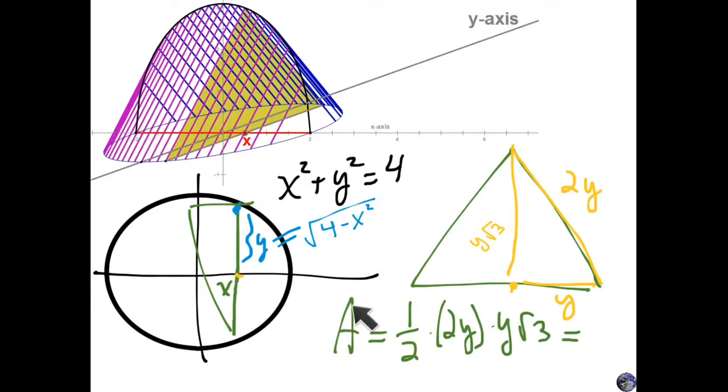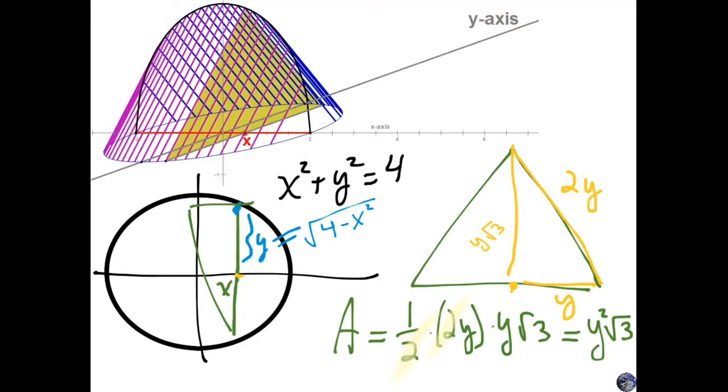So coming over here to get the area, it's 1/2 the base. Remember, the base is all of this, so it's 2y, times the height, which we just figured out is y root 3. And we can notice here those 2's are just going to cancel, and y times y is y squared, so it's just y squared root 3.